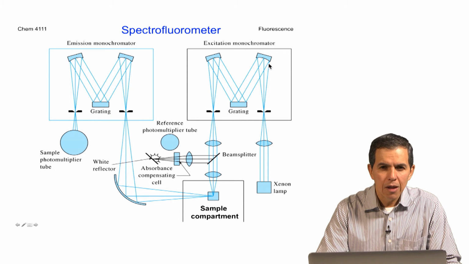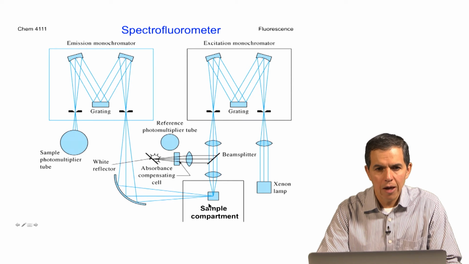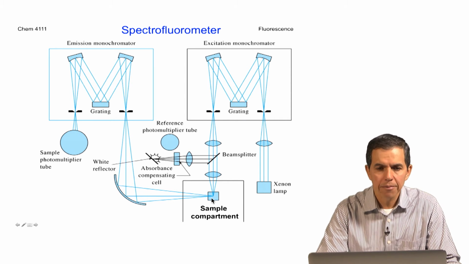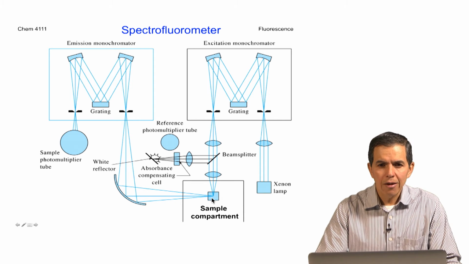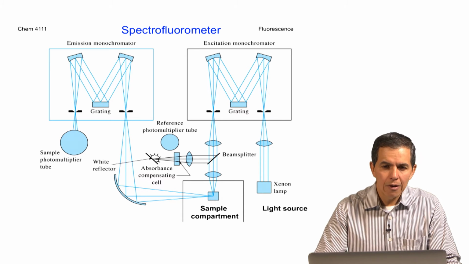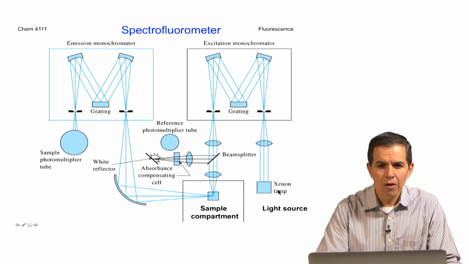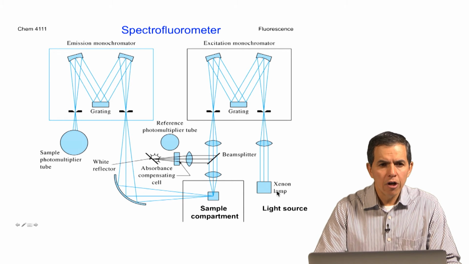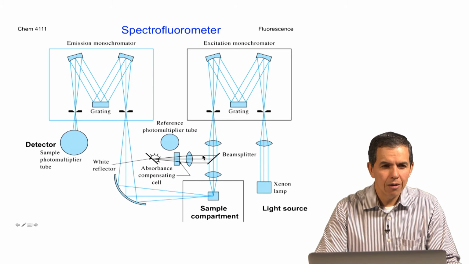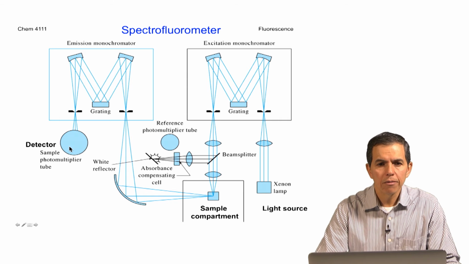One of the practices in understanding what an instrument is like and what it does is identifying first where the sample is located. Here we have the sample compartment. Second, we can identify the source of light. In this case, we have a xenon lamp. Third, we can identify where the light will be detected, that is the fluorescence light, right at the photomultiplier tube.